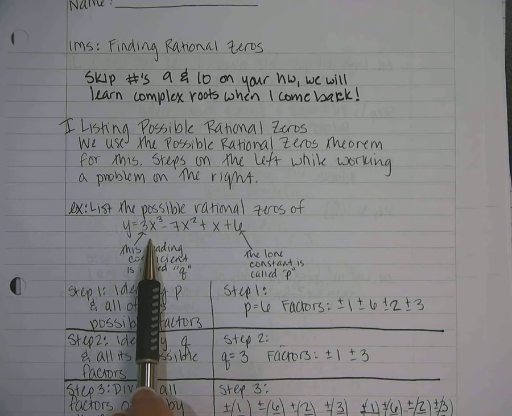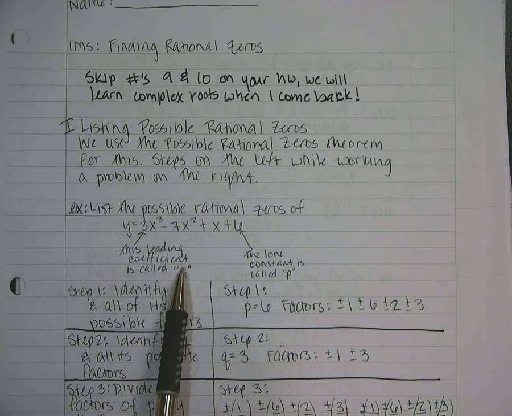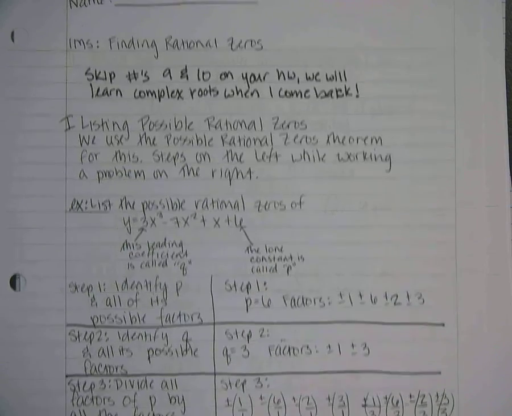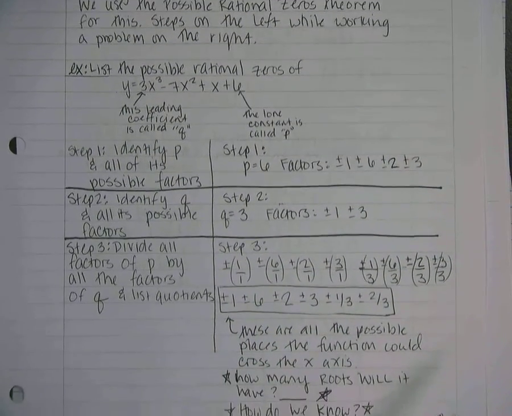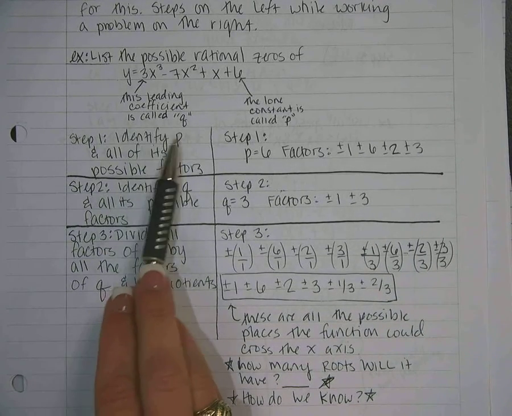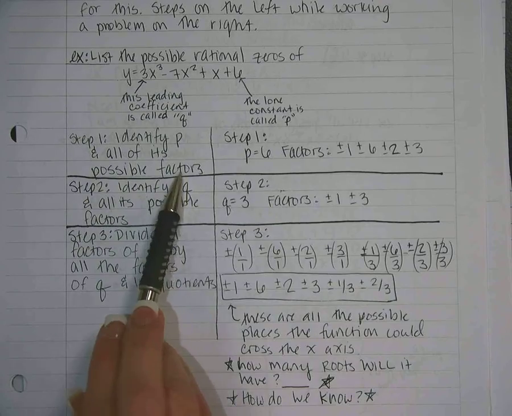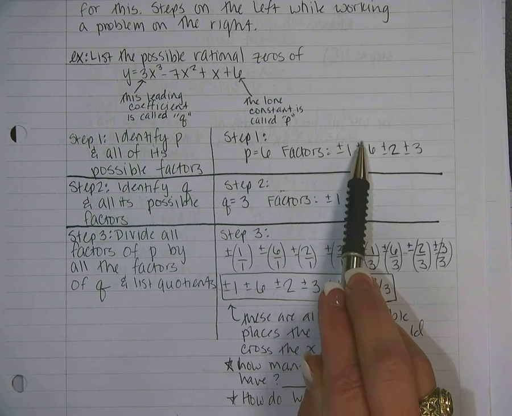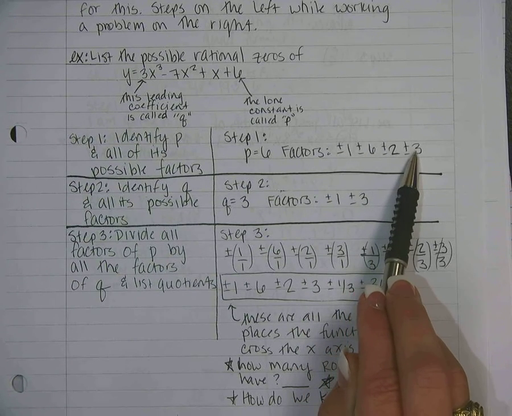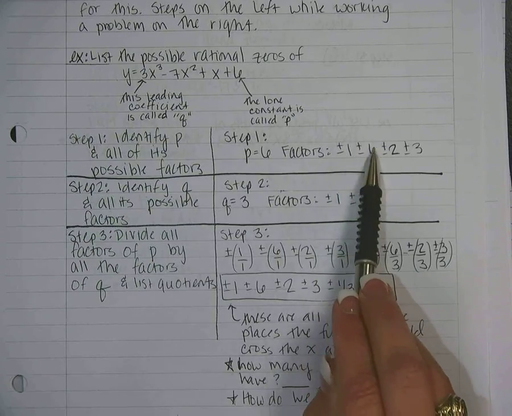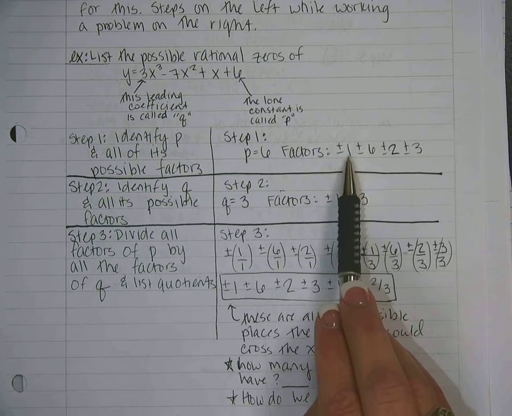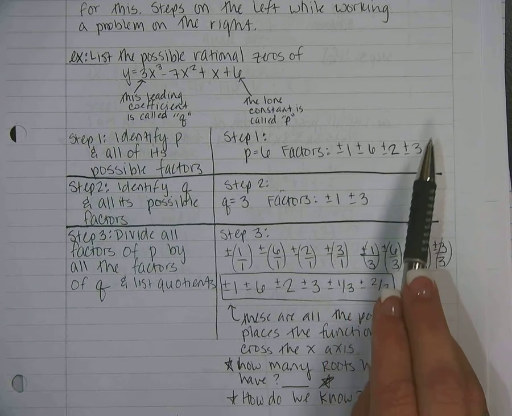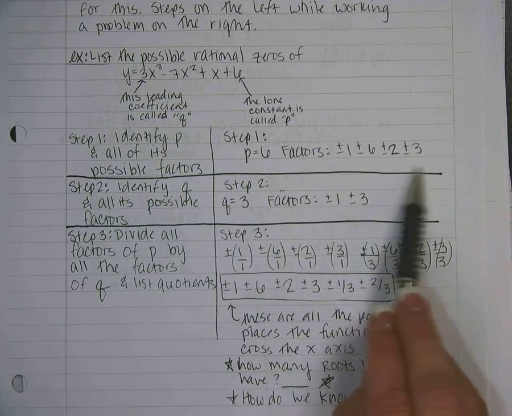The leading coefficient of your function is called Q, and your lone constant is called P. And here's the process you're going to follow. You're first wanting to identify P, and then you're going to list all of its possible factors. So P, we see up here, is 6. So its factors could be plus or minus 1, plus or minus 6, plus or minus 2, or plus or minus 3. Because 3 times 2 would equal 6, and 1 times 6 would equal 6, just as well as negative 1 times negative 6 would equal positive 6. And negative 2 times negative 3 would equal positive 6. That's why we have to think about this plus or minus thing.